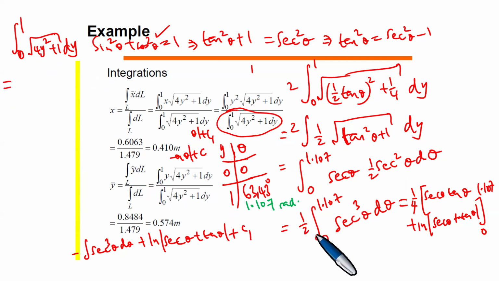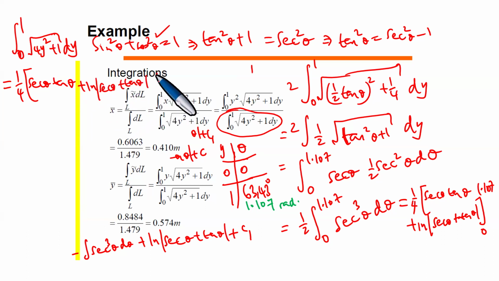So, but now you realize that therefore this integral, you study it like this, but it is 1/4, and then you have here sec theta tan theta plus the ln of sec theta plus tan theta, from 0 to 1.107. Can use a calculator for this.